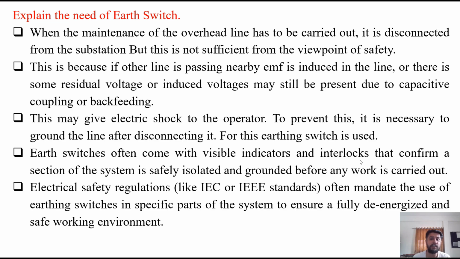Earth switches often come with visible indicators and interlocks that confirm a section of the system is safely isolated and grounded before any work is carried out. So for the betterment, first of all, circuit breakers are opened, then isolators are opened, and at the same time the earth switch is closed. So all the residual charge on the line is grounded. Electrical safety regulations like IEC or IEEE standards often mandate the use of earthing switches in specific parts of the system to ensure a fully de-energized and safe working environment for the operating personnel.